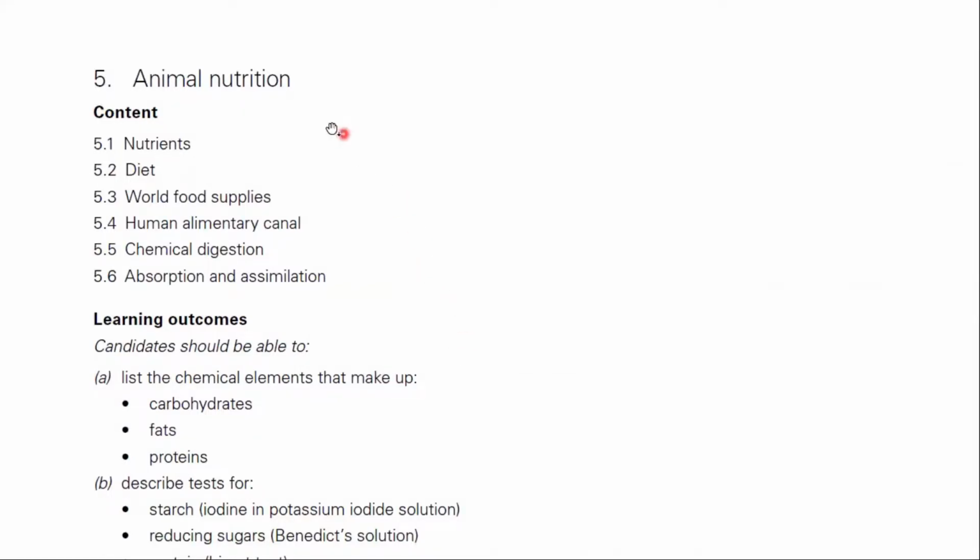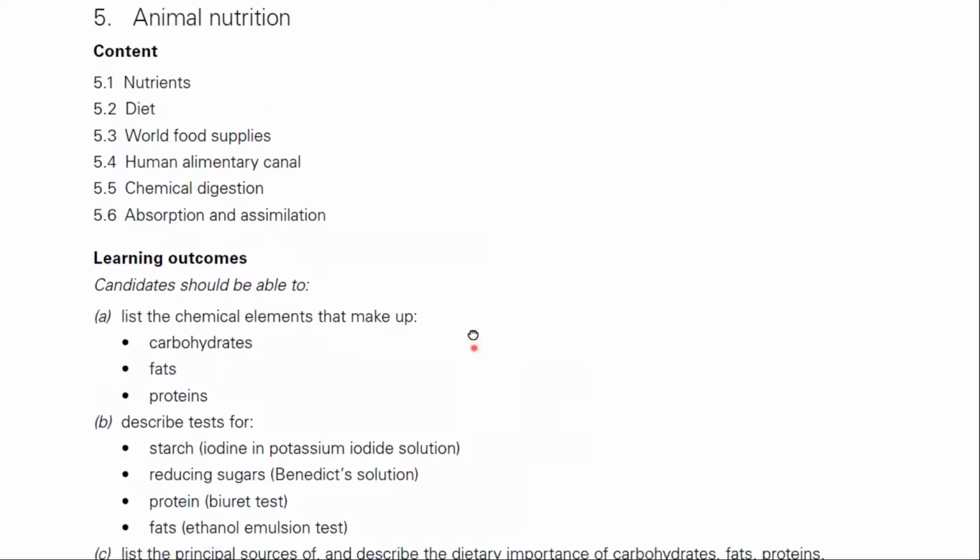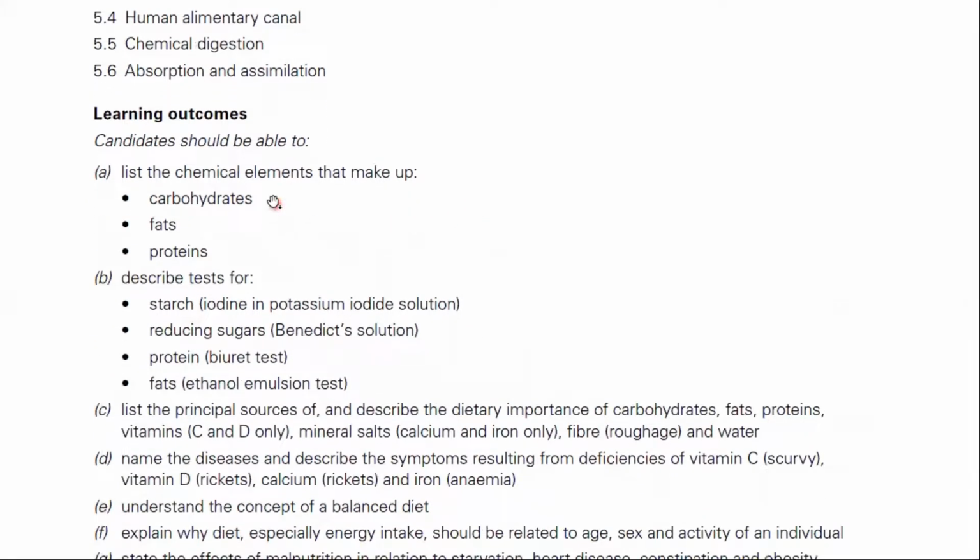In this chapter, we will be discussing nutrients, diet, world food supplies, and the whole digestive system, which consists of the human alimentary canal, chemical digestion, and absorption and assimilation. In nutrients, we have basically the three main categories, which are carbohydrates, fats, and protein. Then we'll be further discussing the tests: the iodine test, Benedict's test, biuret test, and also the ethanol emulsion test, which is done for fats and lipids.